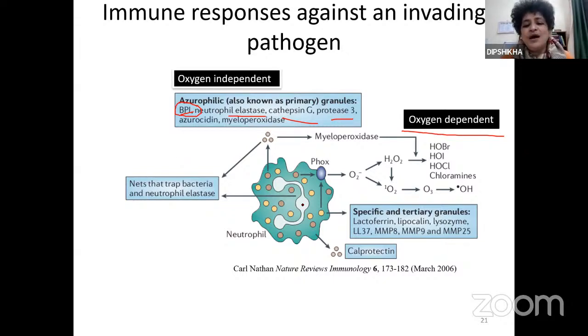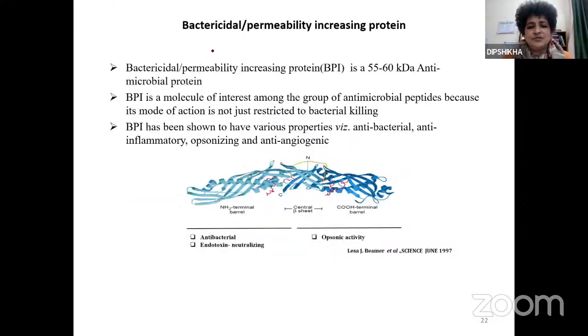Neutrophils, for that matter, have all the ways by which they can take care of pathogens, oxygen dependent, oxygen independent, specific lactoferrin molecule, lipocalin, so many antimicrobial peptides, so many lethal enzymes, et cetera. Now, this BPI is the one we are going to discuss today.